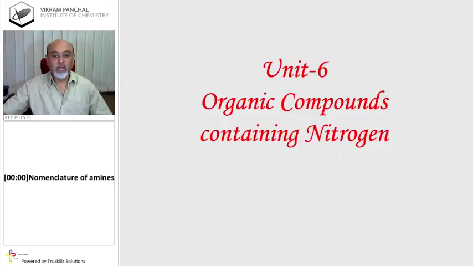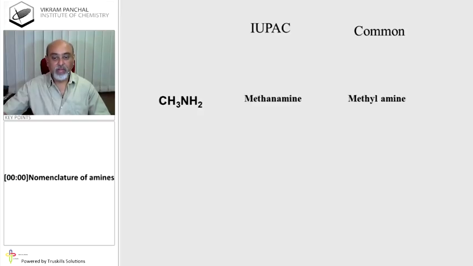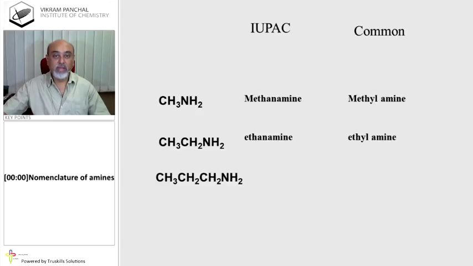New chapter, Organic Compounds Containing Nitrogen. First of all, we will see nomenclature of amines. IUPAC name of CH3NH2 is methanamine. Common name methylamine. This is ethanamine, ethylamine.